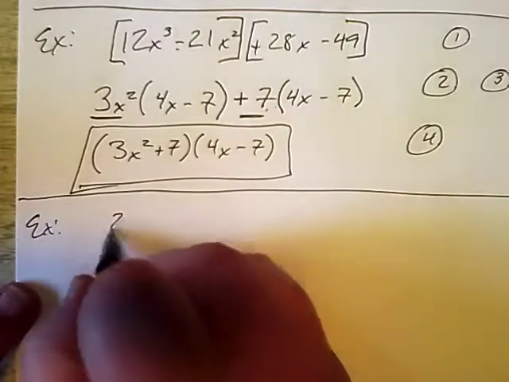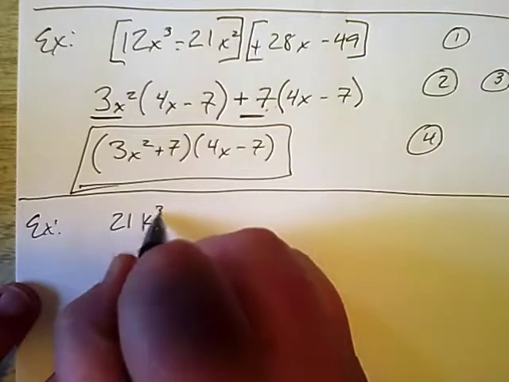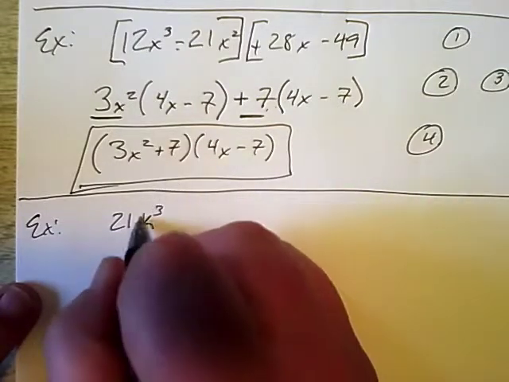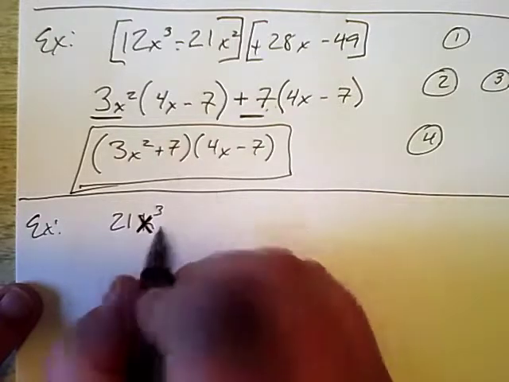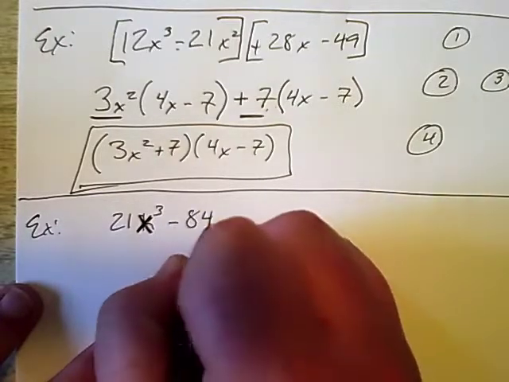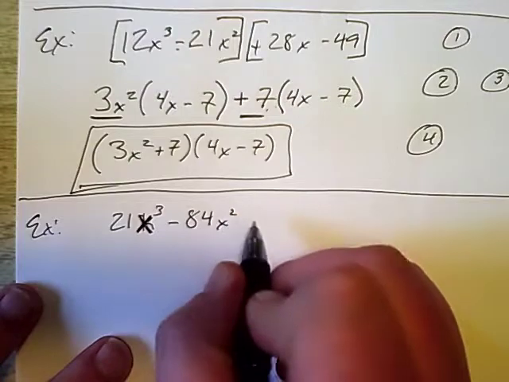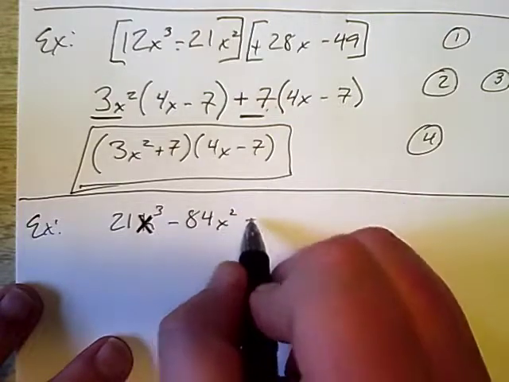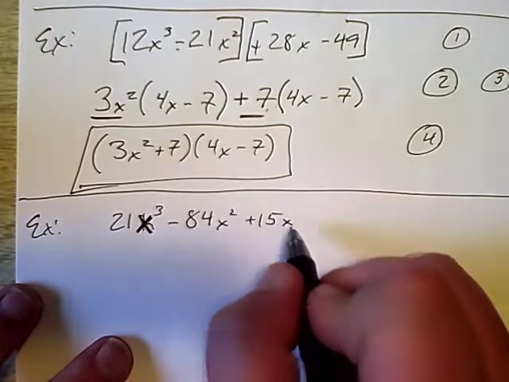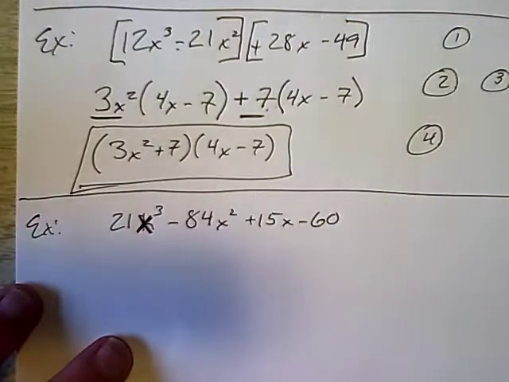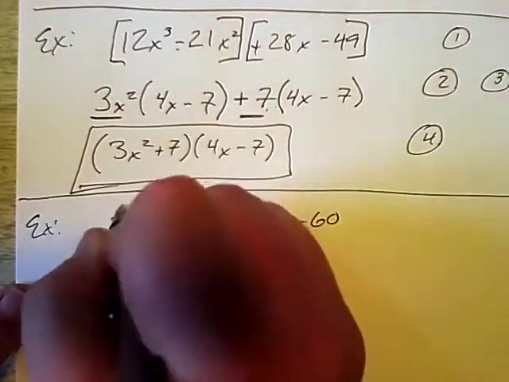Let's try 21x to the third minus 84x squared plus 15x minus 60. All right, so step 1 is I need to put these in groups.